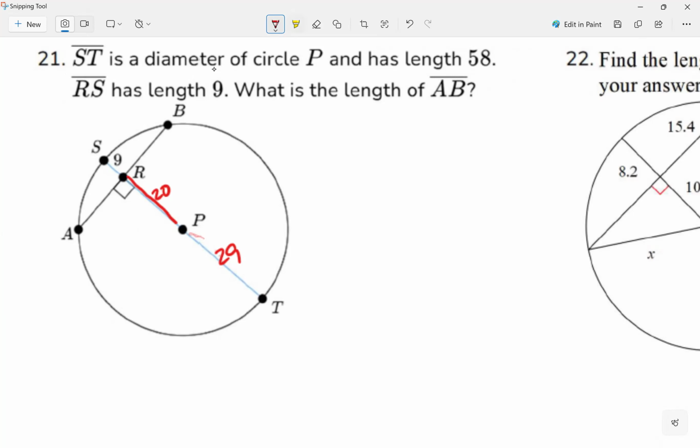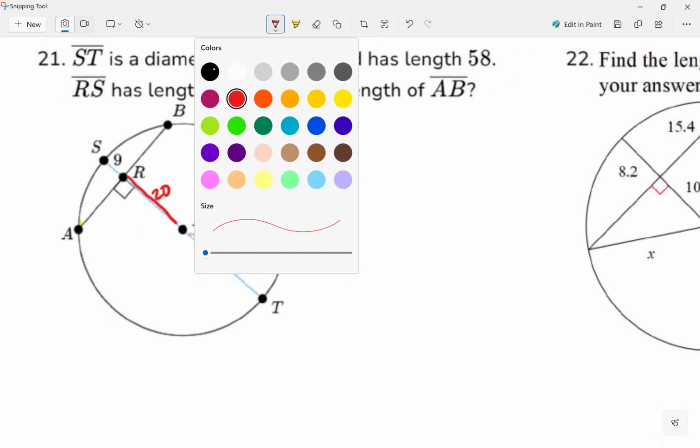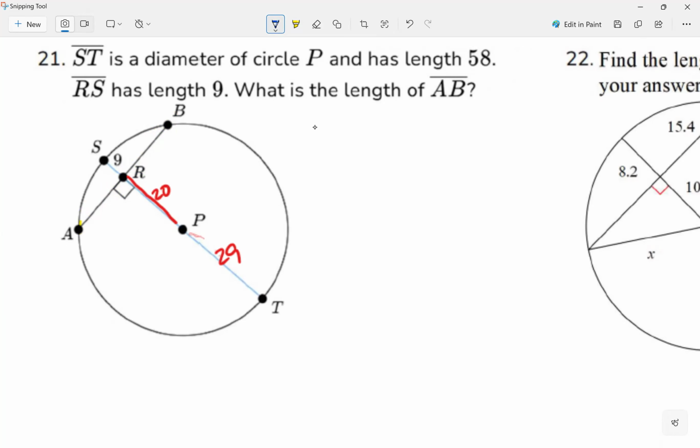Now here they're asking me, how big is the whole chord? Oh, I have no information on the chord right now, but interesting though. Let me create with blue. I know this side is 20. I'm solving for this part. I know that's half of the chord. I need the whole chord, but as long as I know half of it, I'll be okay. Let me call this side X.